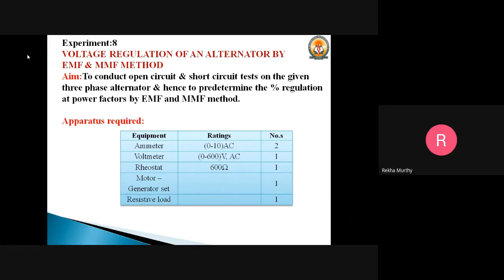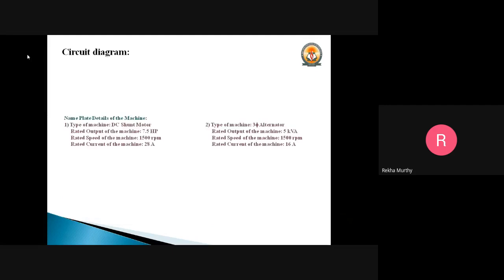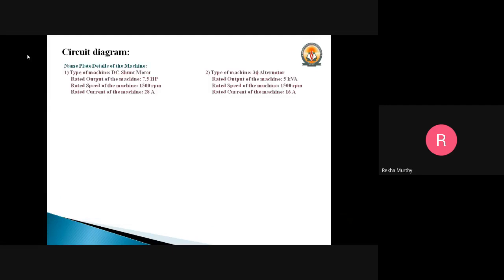The transformer is missing because from here onwards we are going to conduct the test only on the alternator. So we require a generator motor setup and the resistive load. Apart from that, we require a rheostat of 600 ohm, a voltmeter and an ammeter. What range do we have to use? Before we decide, we should know the nameplate reading. Only then can you judge.